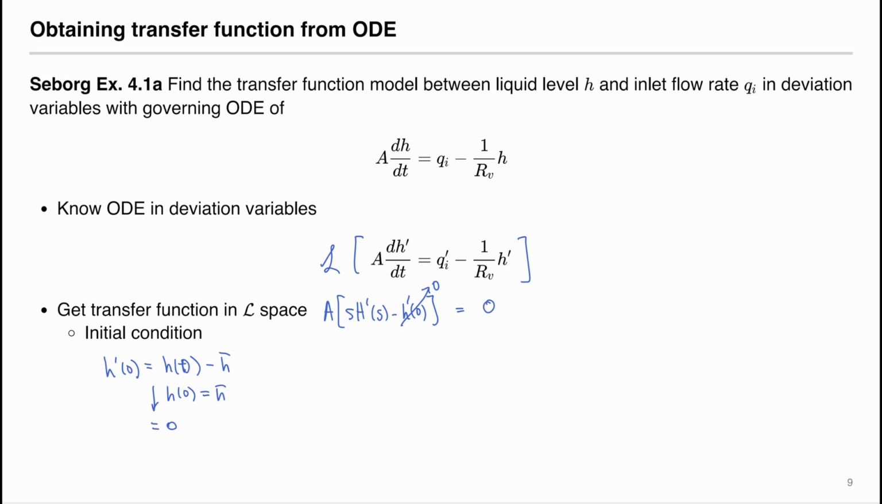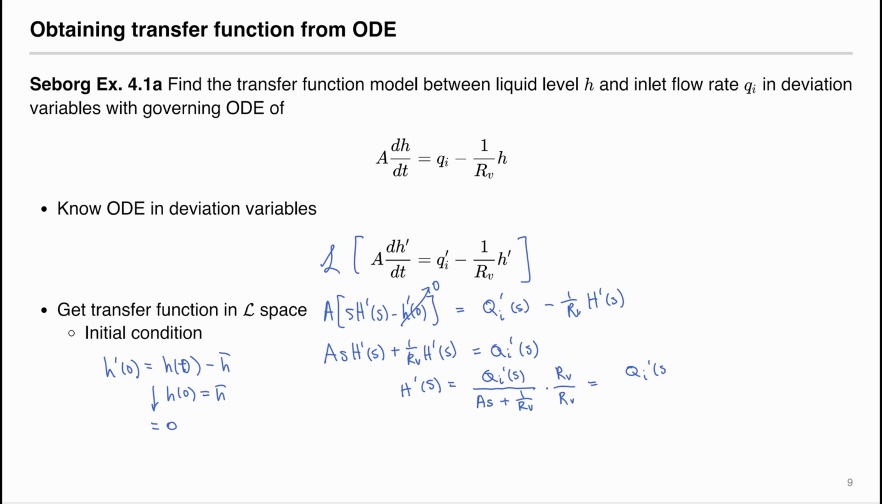On the right side, we have big Q of I minus A times big H. We can rearrange: A S H plus a constant equals Q. And we can isolate H prime of S equals Q of I divided by A S plus 1 over R. To make it cleaner, we can multiply top and bottom by R of V.